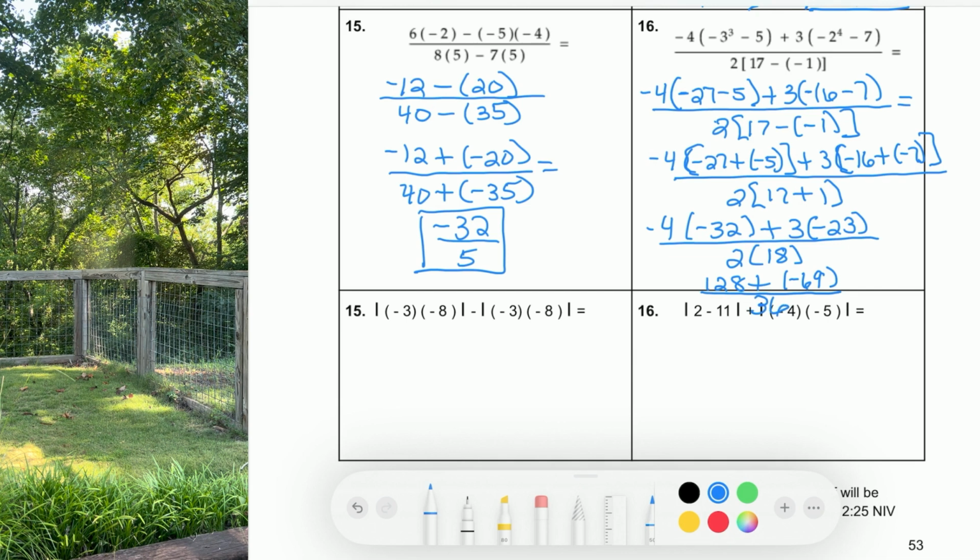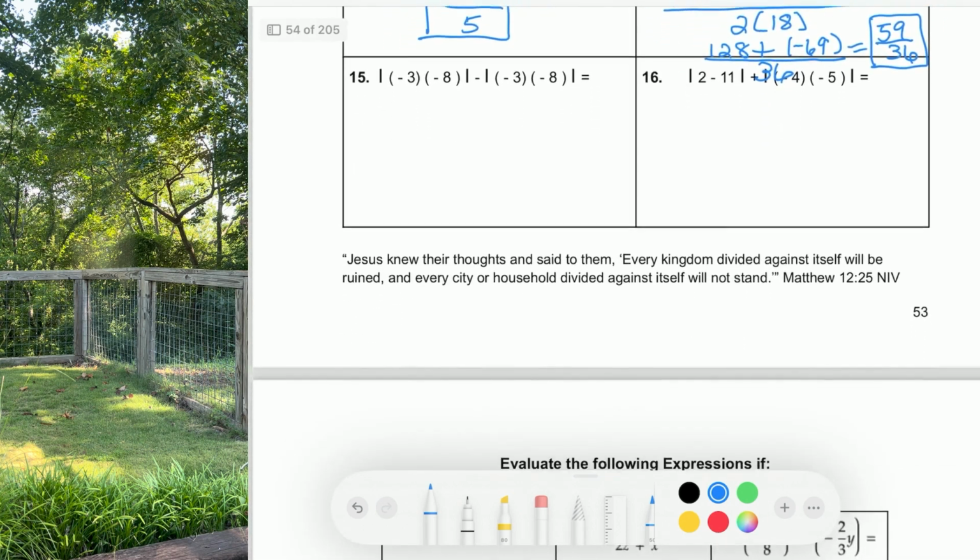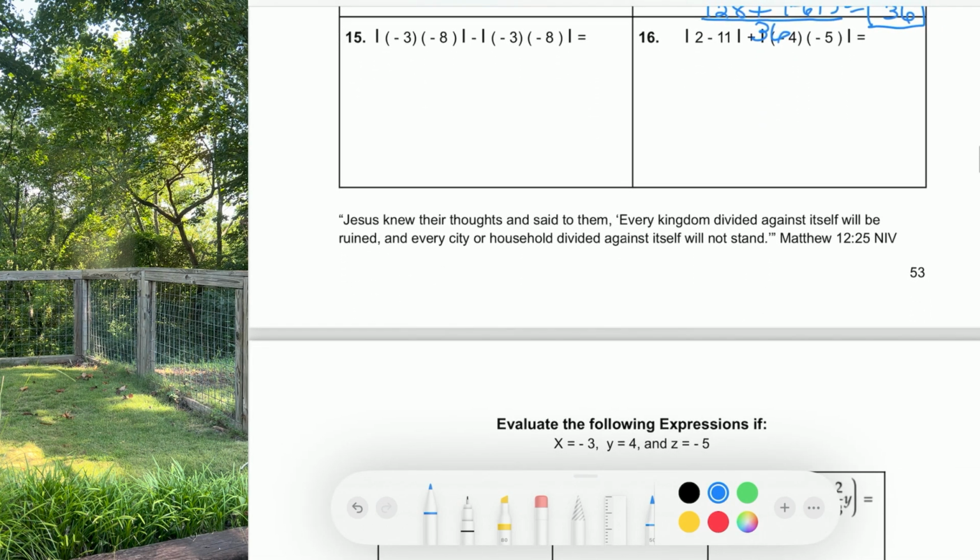I'm having to write on that problem a little bit. All right, 128 plus a negative 69 is 59. And we keep our 36. So 59 over 36 is our answer. Erase that so we can actually see 16 when we get there.